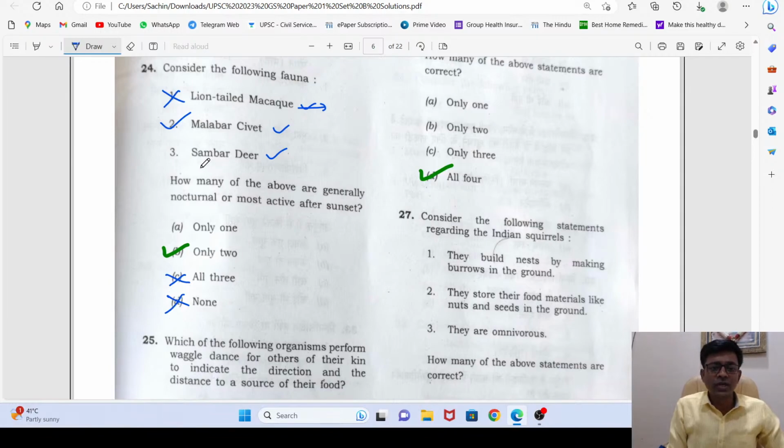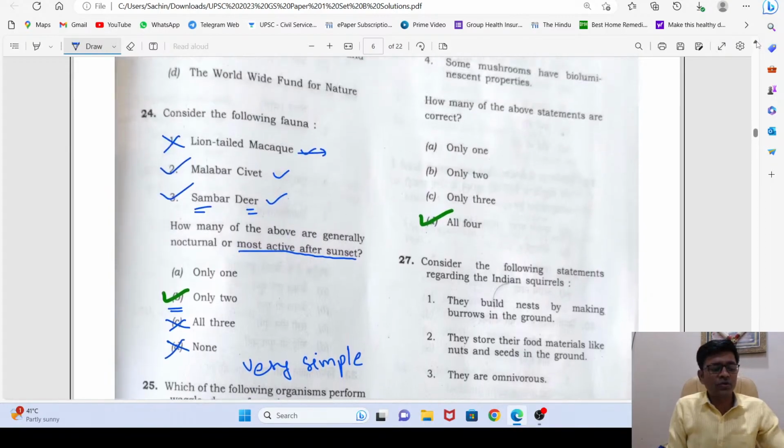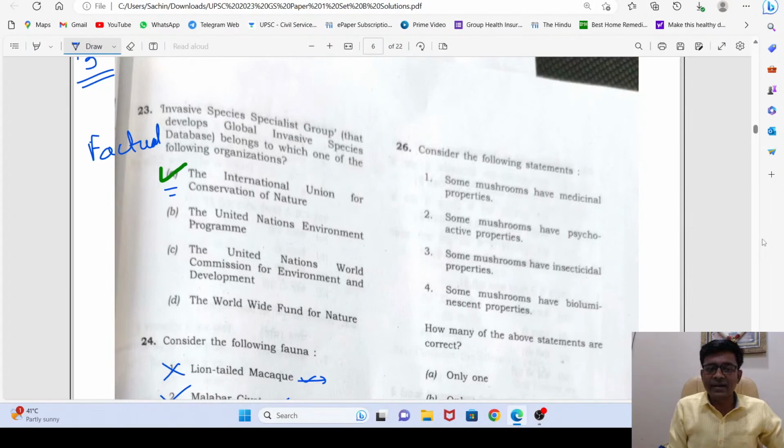Now only one or only 2. Remember sambar deer, though it is not nocturnal, is most active after the sunset. That's why your answer is only 2 are correct. Okay, then this is a very simple question according to me, where you must use common sense. Which of the following organisms perform the waggle dance for others of their kin to indicate the direction and the distance to a source of their food? It is honeybees. To inform their partners about the source of the food, they perform the waggle dance.